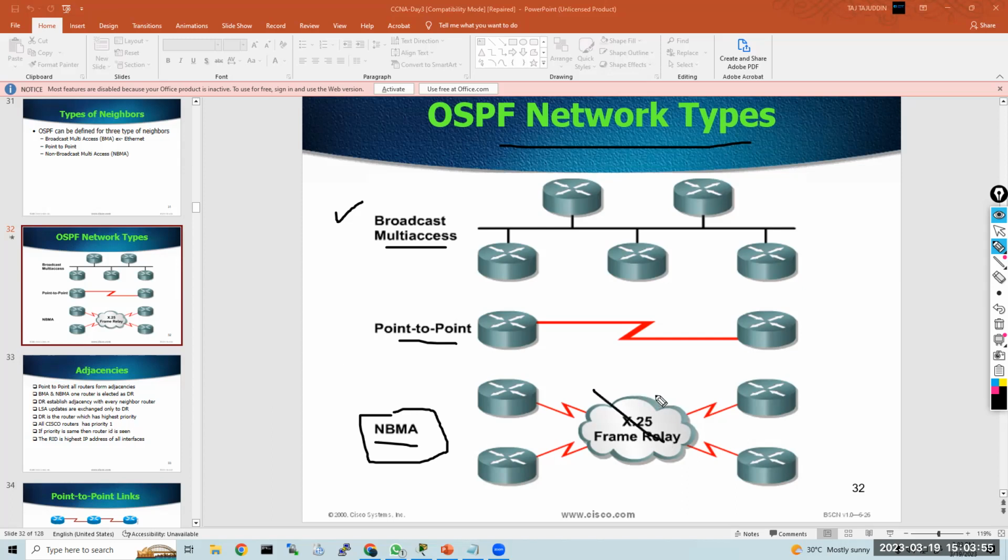Okay, the frame relay. Nowadays we are not using frame relay. Instead of frame relay, it has now been switched to SD-WAN. I think you know what SD-WAN means, right? Software defined network.